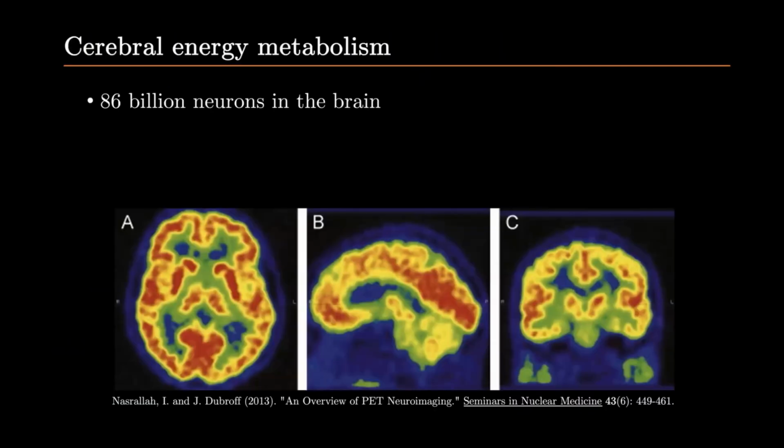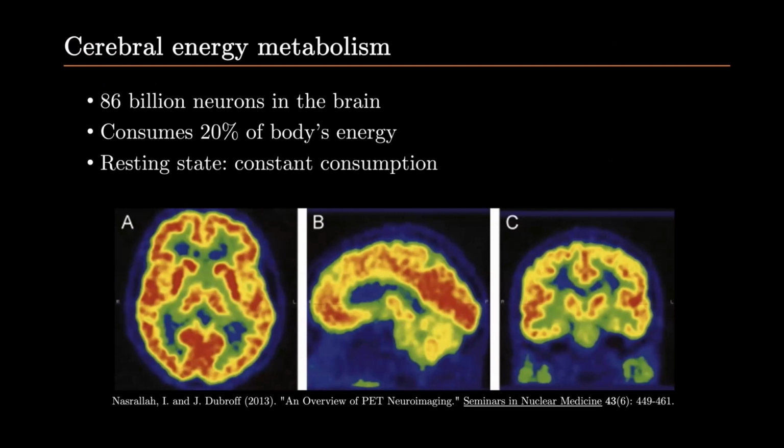Okay, so let's talk about the cerebral energy metabolism, the energy metabolism of the brain, and in particular of the human brain. The human brain has 86 billion neurons. These neurons are responsible for 20% of the body's energy consumption. This percentage, by the way, is more or less constant. It only depends little on the exact processes going on in our brain. In other words, it's a kind of myth that hard thinking makes the brain consume more energy.